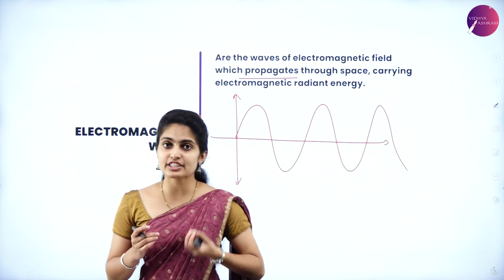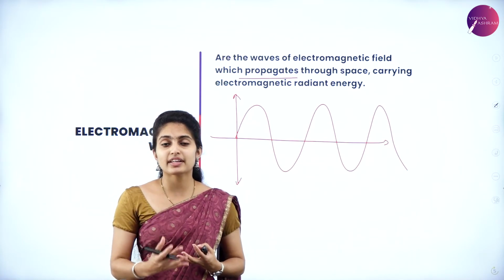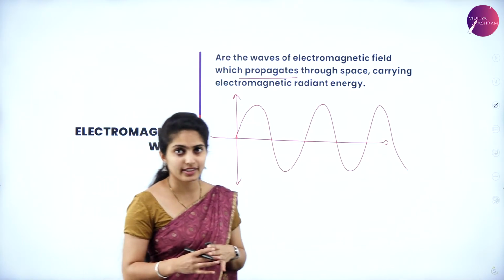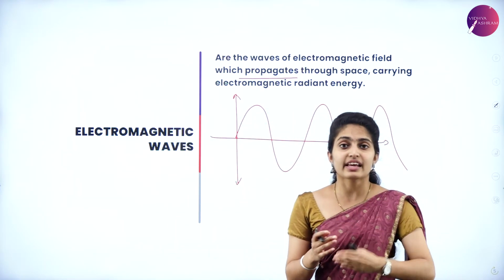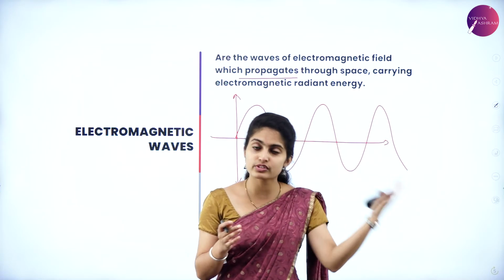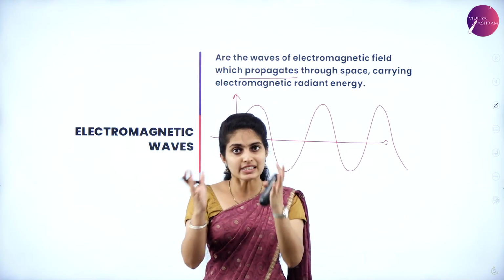So electromagnetic waves, how do these waves exist? That is by the acceleration of the particles. When there is a transition of electrons within the orbitals, there is a radiant energy which moves out of it. That is an energy, heat energy, which moves out.